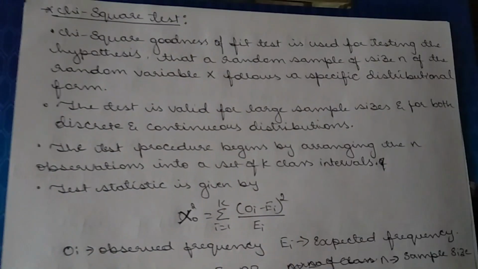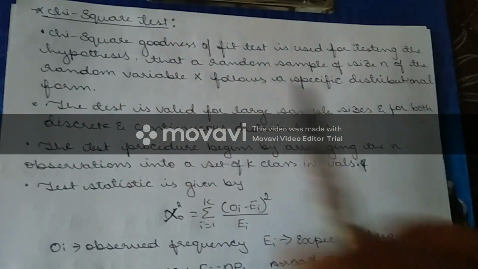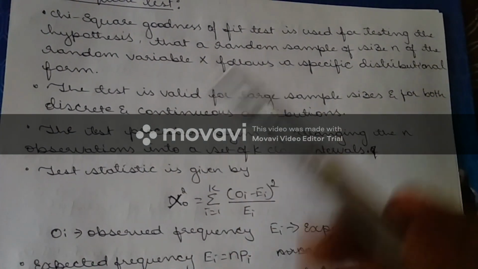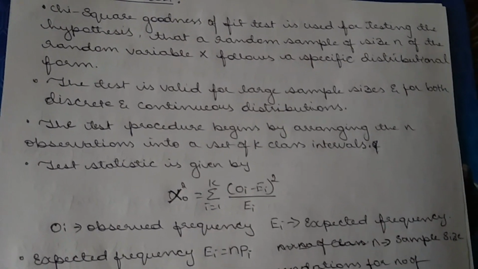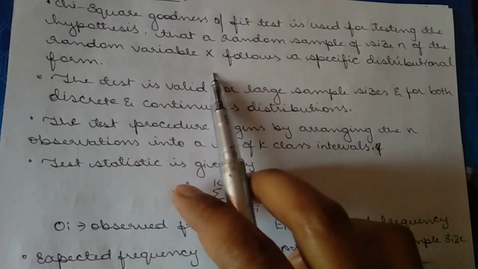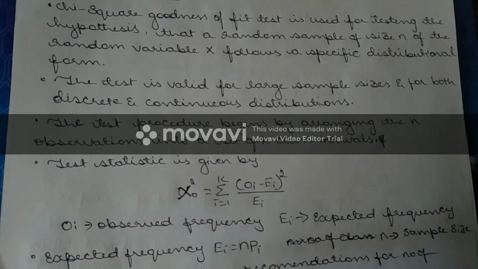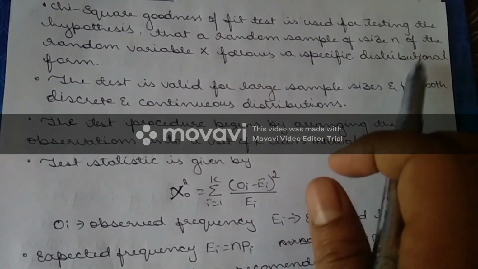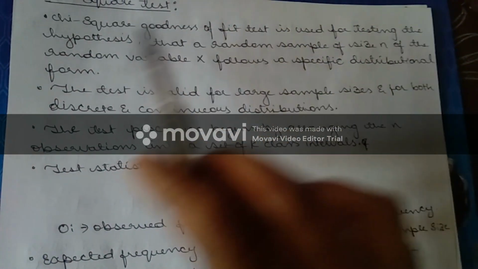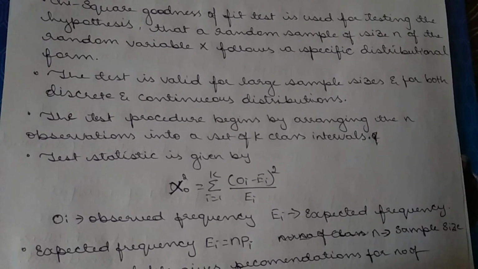Now we'll move on to the first test, that is the chi-square test. It is very, very important. It is the chi-square goodness of fit test. Why do we use this one? We use this test to test the hypothesis that a random sample of size n of the random variable follows a distribution form. It means in order to check whether it follows the specific distribution form, we use this chi-square test. And this test is valid only for large sample sizes.